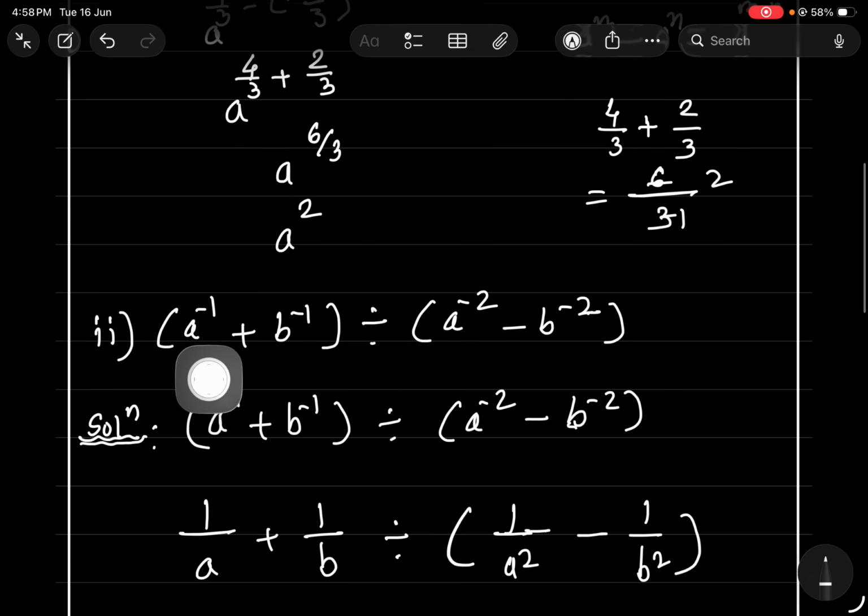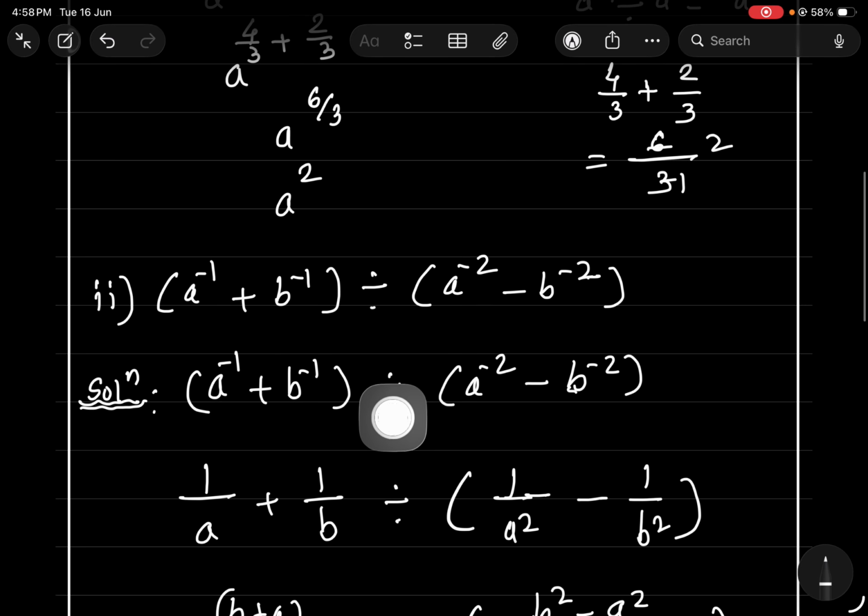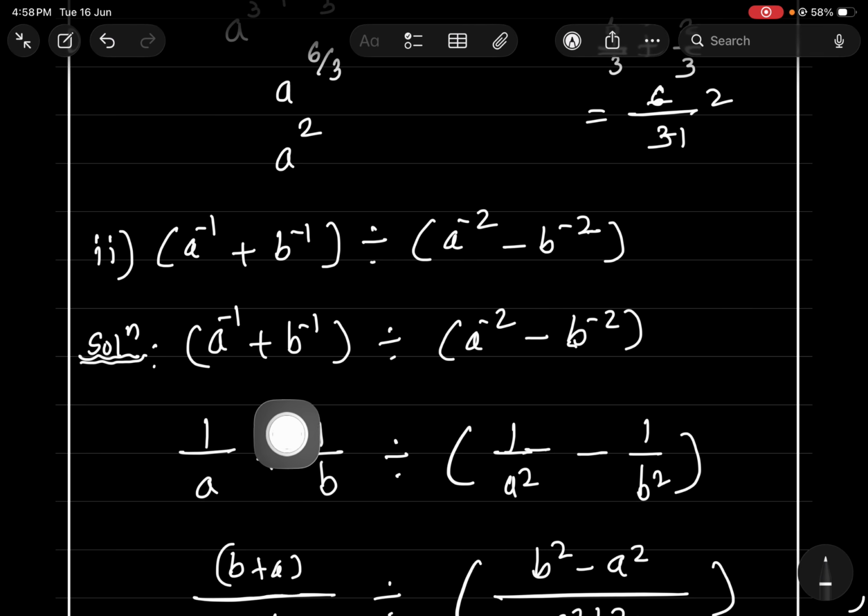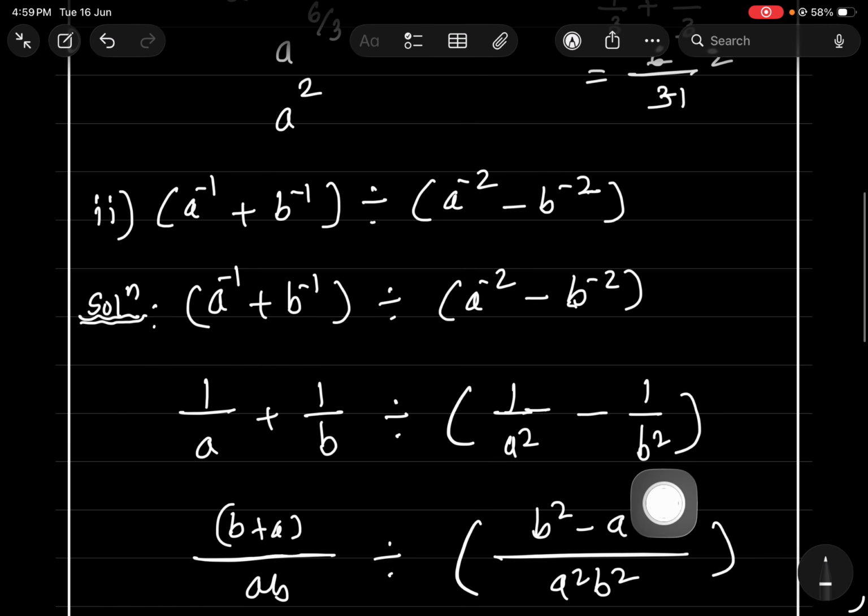Then second, a raised to minus 1 plus b raised to minus 1 divided by a raised to minus 2 minus b raised to minus 2. Now the problem is written as it is. The index is minus, so here a is there. The reciprocal of this a is 1 upon a, so the index becomes plus 1. Plus 1 we are not writing, no need to write. Then here also b raised to minus 1, so the reciprocal of b is 1 upon b, divided by, here also the index is minus, so we have 1 upon a square minus 1 upon b square.